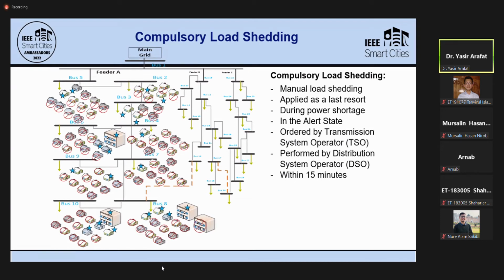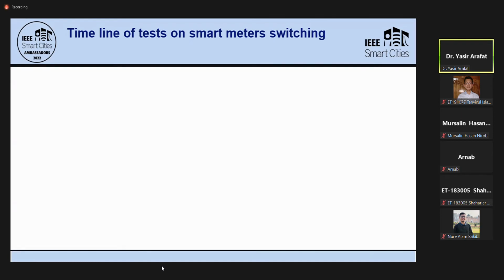But the question is, if we want to disconnect a lot of customers by using the smart meter, would it work or not? That's why we performed some field tests. That means we disconnected real customers' power supply remotely from the central system, by sending a signal to the smart meter. Now I'm going to talk about how we performed several field tests on a smart metering system and what kind of results we obtained.